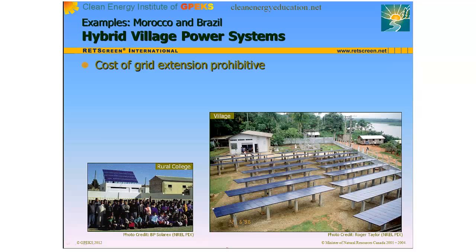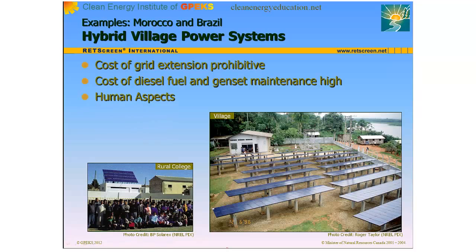Extending the grid to remote villages is often prohibitively costly. Transporting fuel to the site for a genset may be very expensive and fraught with the dangers of fuel spills and contamination. Using a photovoltaic genset hybrid system requires less fuel to be transported to the village. Usually such a system will also contain a battery.